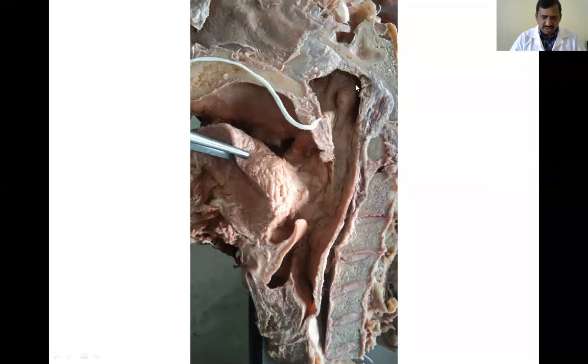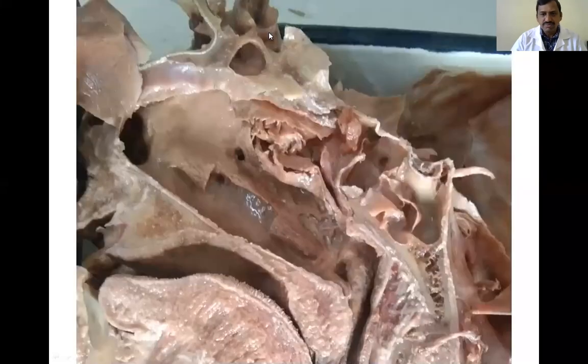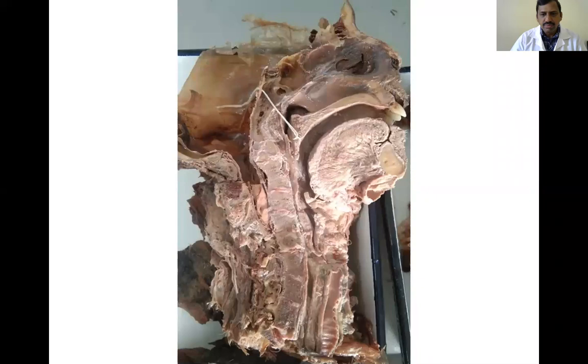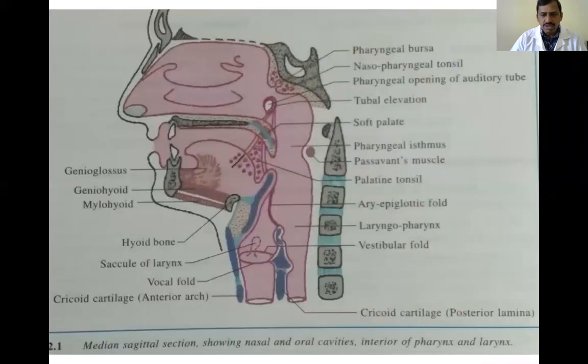Okay, that is why there are 4 lymphoid aggregations: the pharyngeal tonsil or nasopharyngeal tonsil, the tubal tonsil, the palatine tonsil and the lingual tonsil. These are all the tonsils present in the posterior part of the nasal cavity and the posterior part of the oral cavity. Okay, these are the structures. And here this is the soft palate, and what you are seeing is the nasal septum. Then you come to the oral cavity, and this is the tongue.